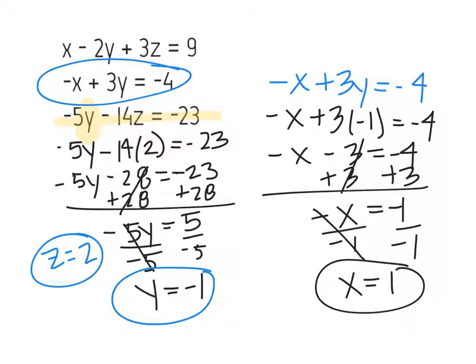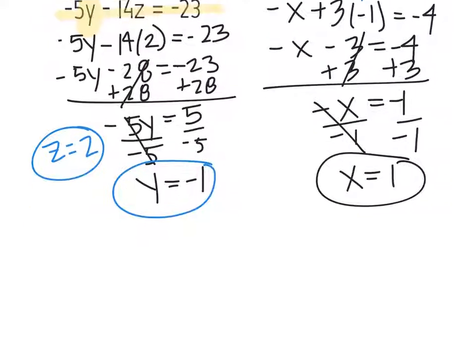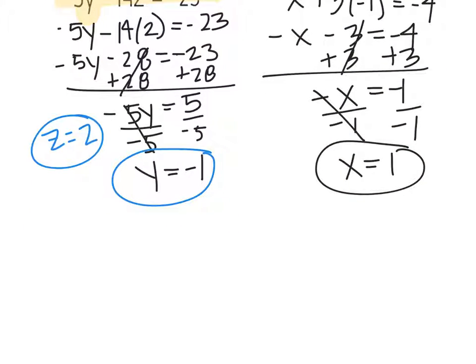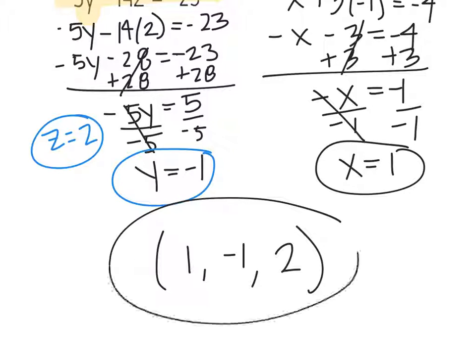So finally, we just need to write our answer in the form of an ordered triple. So it would be x, which is 1, comma, y, which is negative 1, comma, z, which is 2. And that's our final answer.